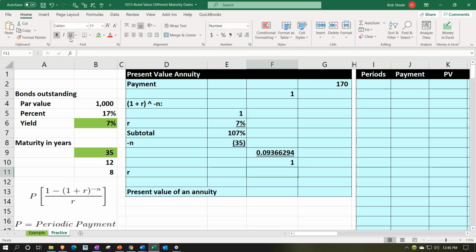1 minus that thing we got to last time. And then home tab, numbers, adding decimals. And then we're going to go down to the denominator. This being R, market rate, not the rate on the bond, 7%. Home tab, numbers, percentify, home tab, font, underlined.